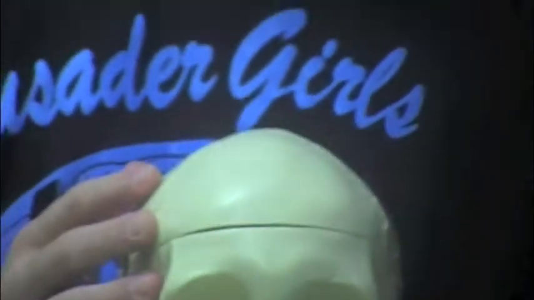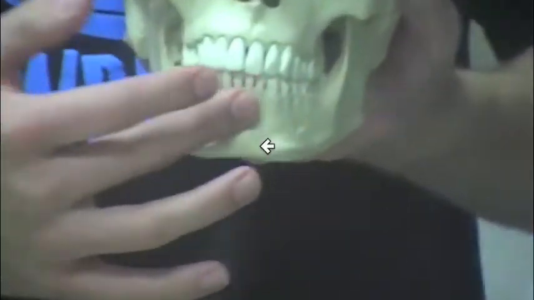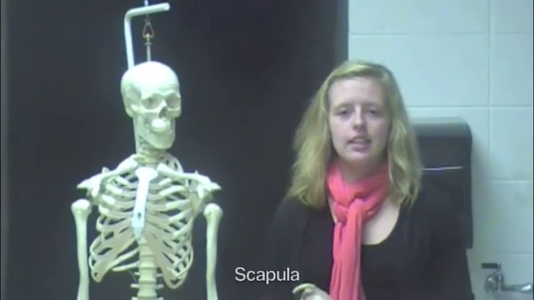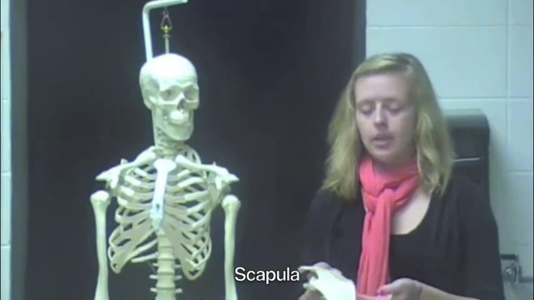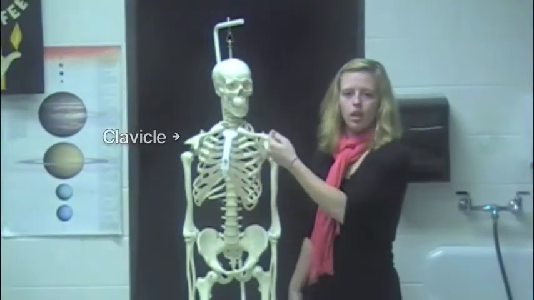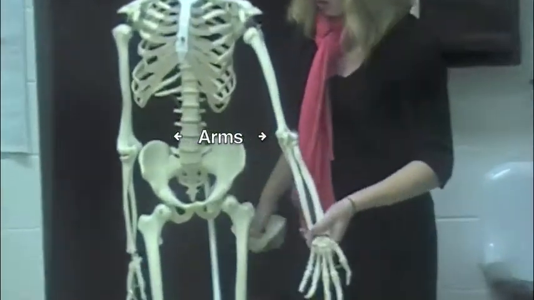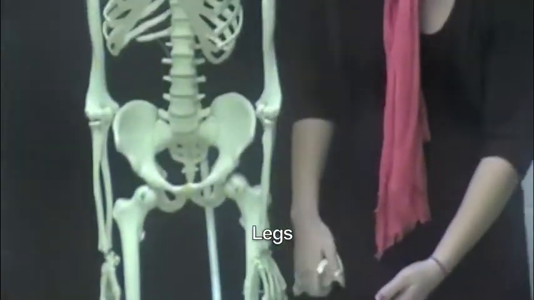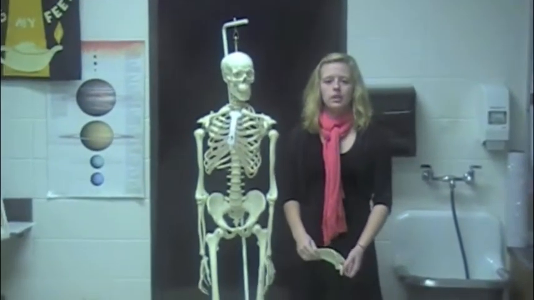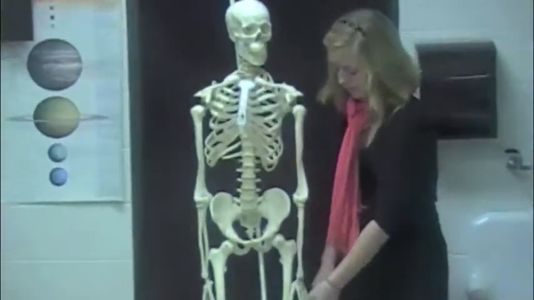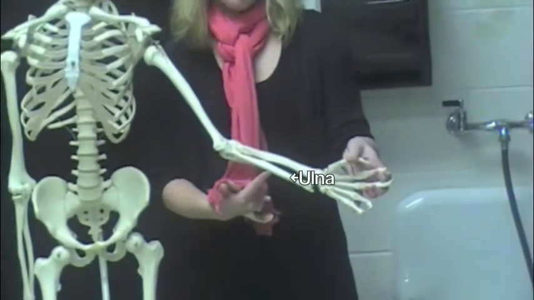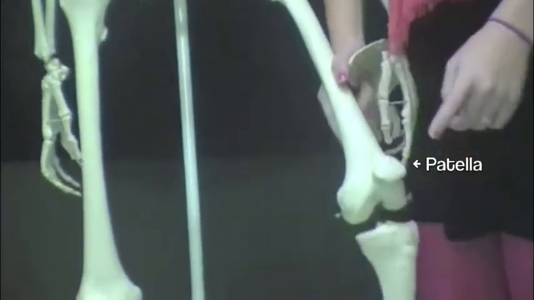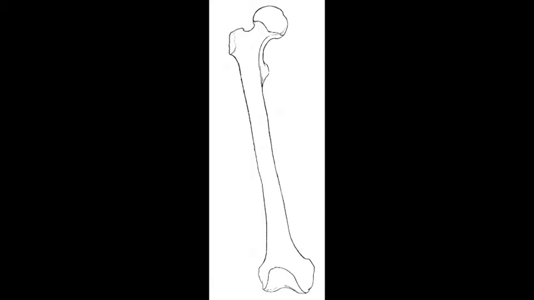Another bone that is included in the axial skeleton is the mandible, which is located by the chin. The appendicular skeleton consists of the scapula, the clavicle, the arms, the pelvic girdle, and the legs. 4 of these bones include the clavicle, the ulna, the patella, the femur.